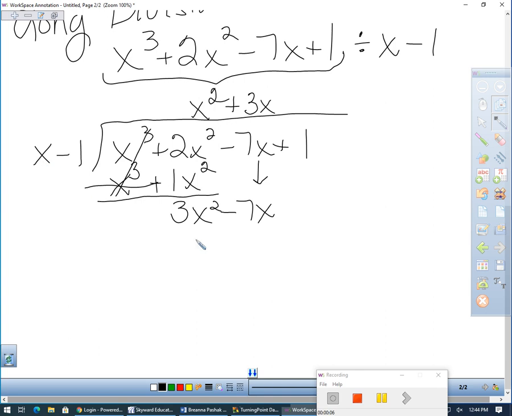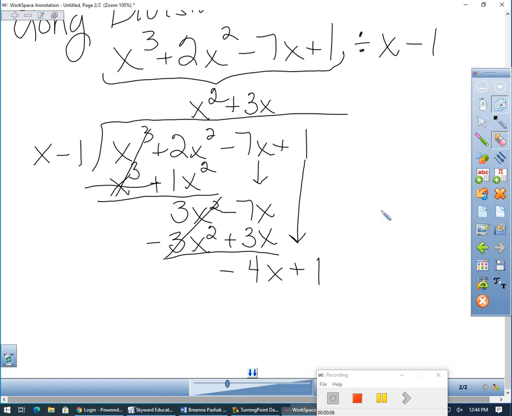Now we multiply, just like in long division. 3x times x is 3x squared. 3x times negative 1 is negative 3x. Draw your line, change your signs. Now we add them together. The 3x squared and the negative 3x squared, they cancel. Negative 7x and positive 3x is negative 4x. Bring down plus 1.